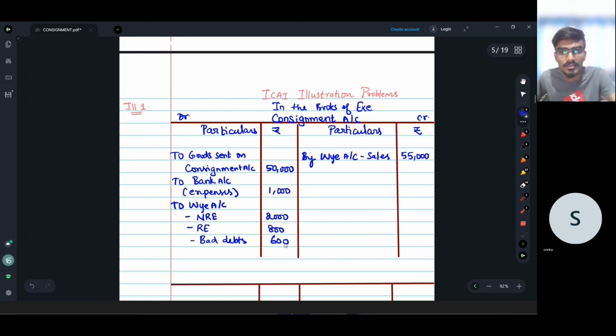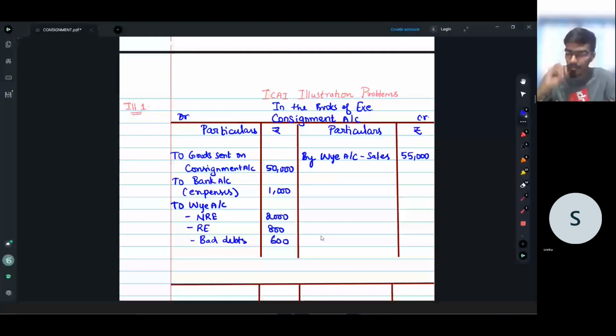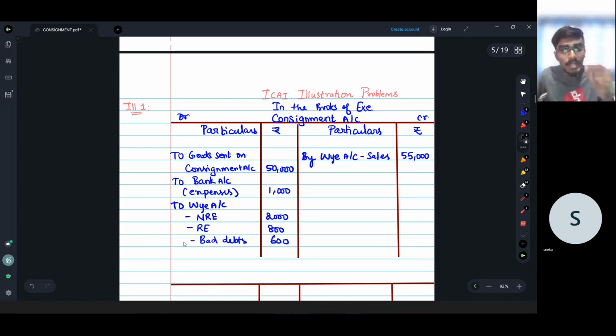600, right? Yes, 600. 600 is a bad debt. You need to point out only the important thing. What it means? This bad debt will only be debited if no declaratory commission is paid.